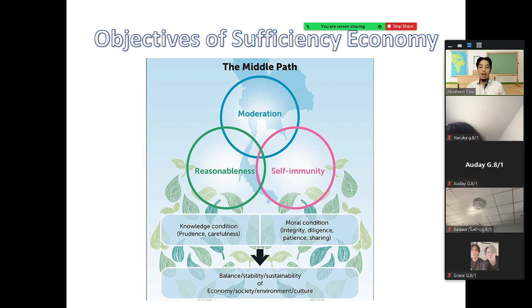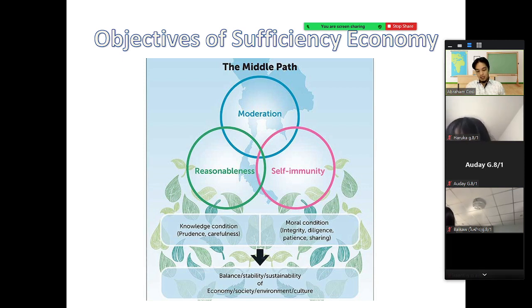And we have conditions: the knowledge condition and the ethical or moral condition, or virtues. These are virtues that lead to balance of the economy, the society, and culture. Balance, stability, and sustainability. So that ends the objectives of sufficiency economy.